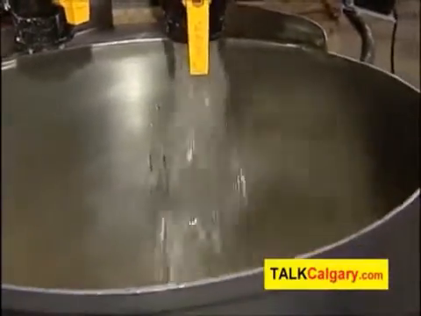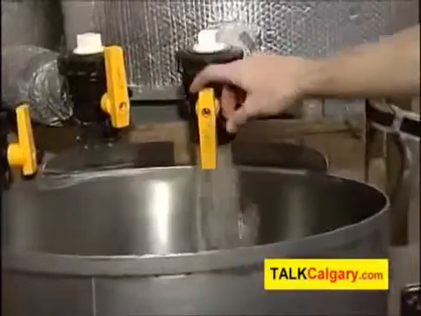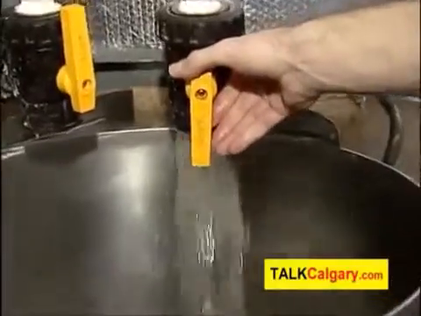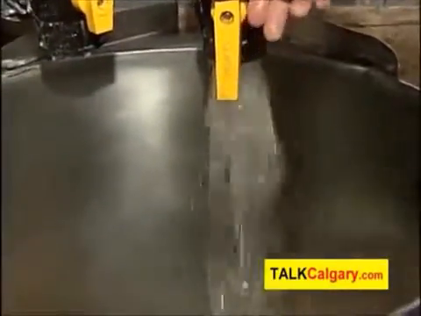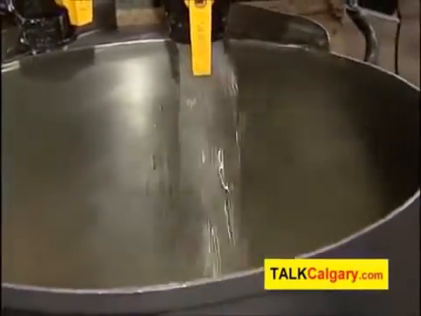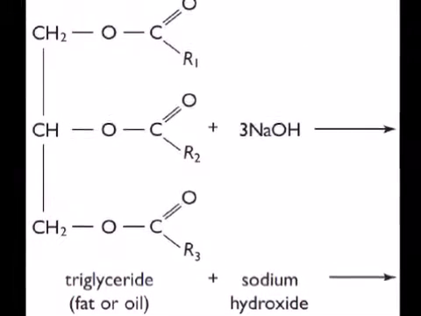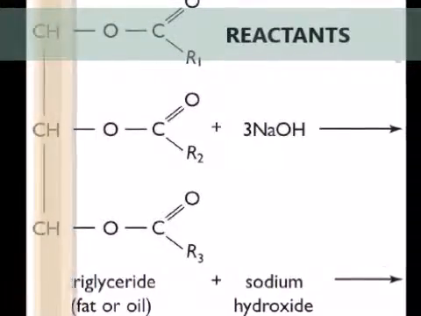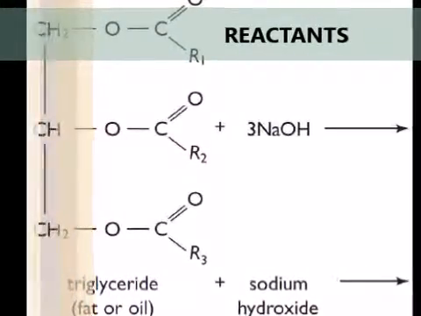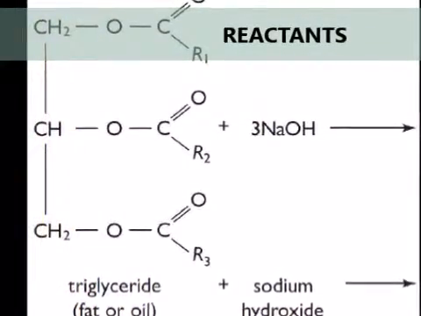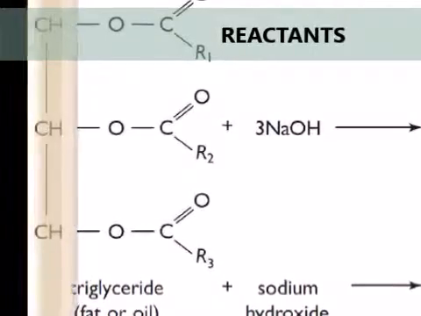So once the two components are combined, a chemical reaction starts to take place, which is known as the hydrolysis of esters or saponification. So the two reactants here are a triglyceride, which is a fat or an oil. The triglyceride component of soap is an ester, as you can see from the double bond O and the oxygen.